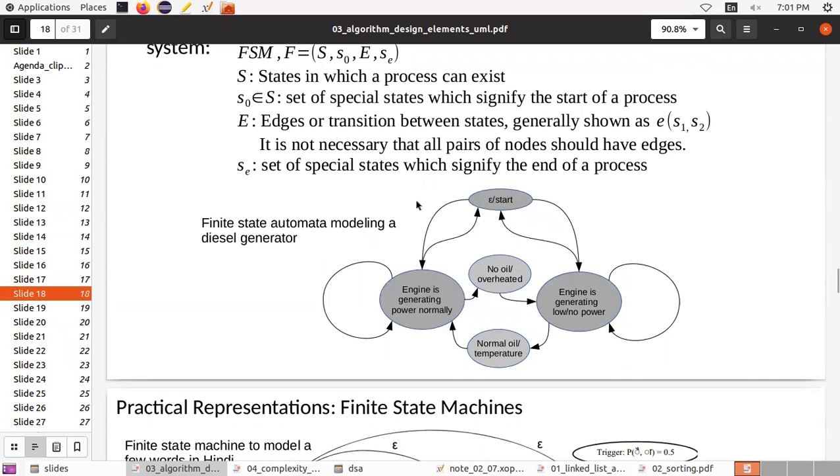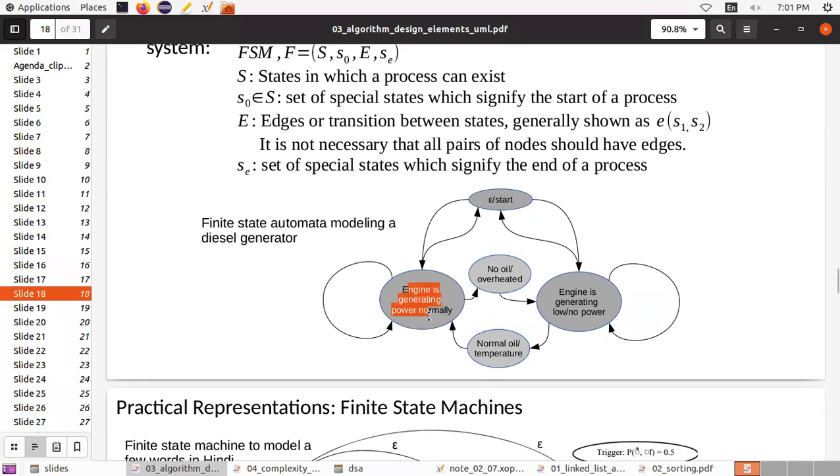So this is a simple finite state automaton, which is modeling a diesel generator. So this has 1, 2, 3, 4, and 5 states. And one of the states is the start state. So this is your start state and it is also the end state. So this is both the start state and the end state. These arrows represent transitions from each state to another state.